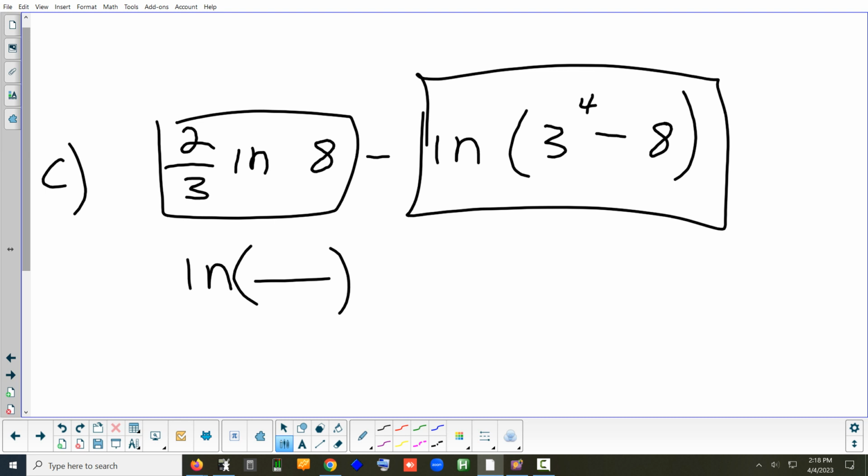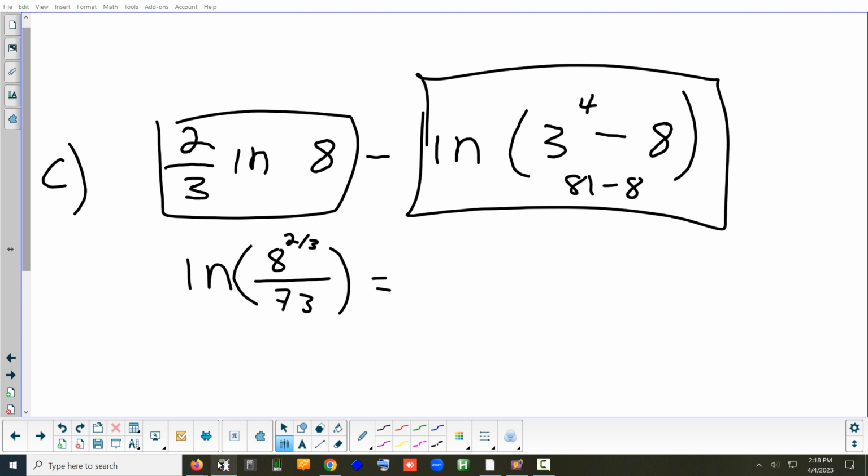Okay, let's start with the top. Sam, what's going to go on the top? 8 to the power of 2/3. Okay, yeah, so we use our calculator for that. Or I'll just tell you what it is. 8 to the power of 2/3. And now, in the bottom, we might as well simplify 3 to the 4th minus 8. We just did 3 to the 4th on the other page. What was 3 to the 4th? 81. So that part's really 81 minus 8. So we might as well just put that all together. What's 81 minus 8? 73.